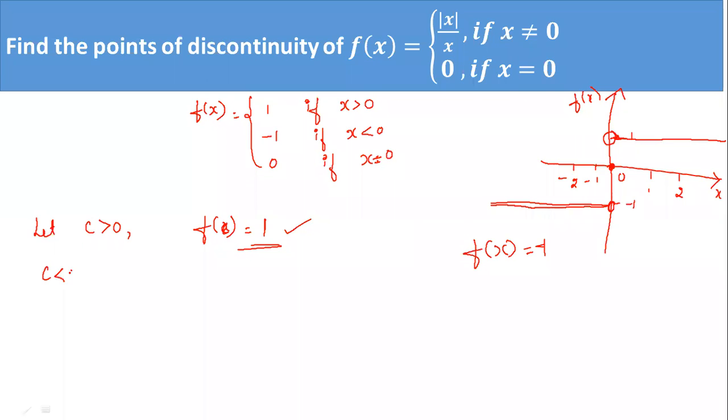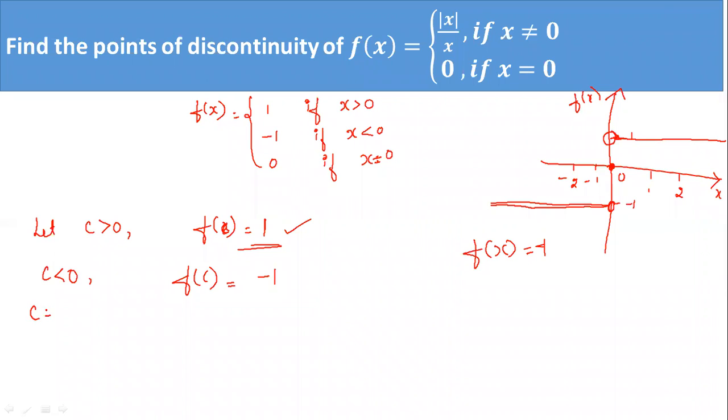Now case 2, c less than 0. What is f of c for c less than 0, students? It is -1. What kind of function is this? For any value of c, it is -1. Again, this is a constant function, so it is continuous. So for c greater than 0 and c less than 0, the function is continuous.